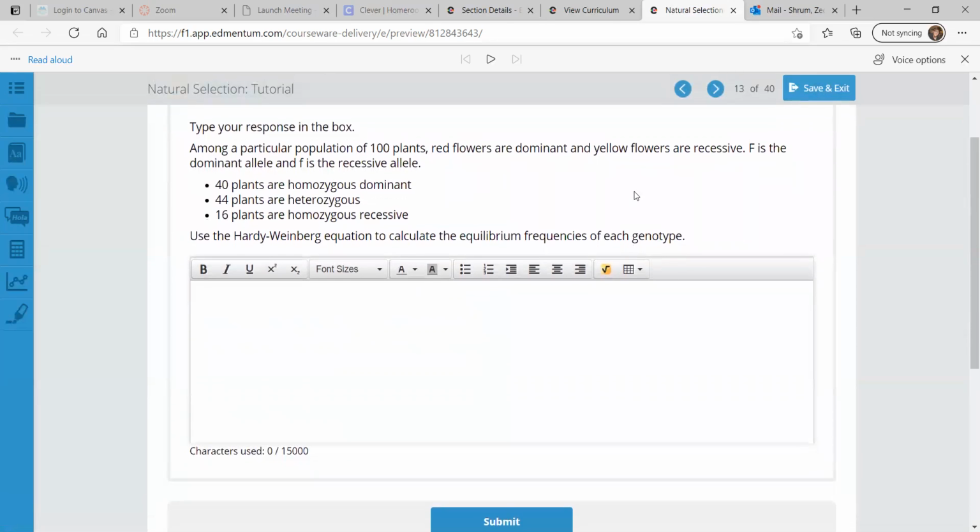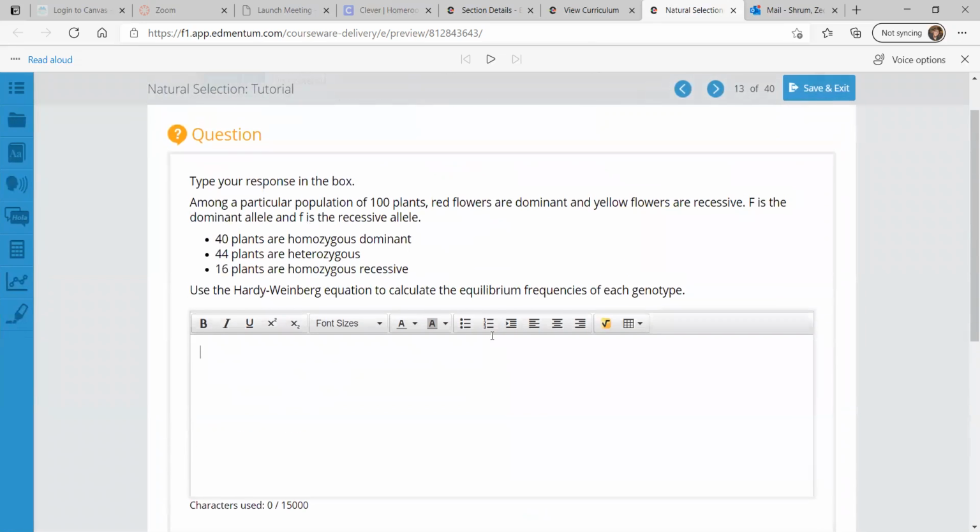And here we have an example for you to work out. I'll show you the sample answer. So we have 100 plants. Red flowers are dominant, yellow flowers are recessive. F is the dominant allele, and lowercase f is the recessive allele. So 40 plants are homozygous dominant. Homozygous dominant means both are dominant alleles. Heterozygous means one's dominant, one's recessive. Homozygous recessive means both are recessive.